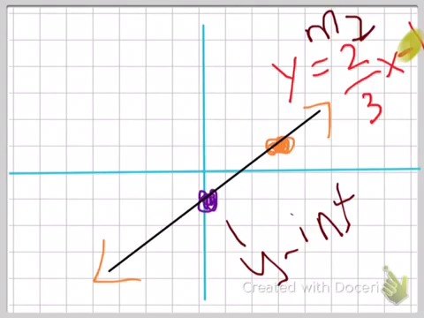Where it tells you, here you start at -1, which is the yellow. So you go down to the purple to start this graph at -1. You go up 2 because the 2 is positive, and then you go over 3 because this 3 is positive. The top number tells you to go up and down. The bottom number tells you to go left and right. So once you get that, you draw your line in.